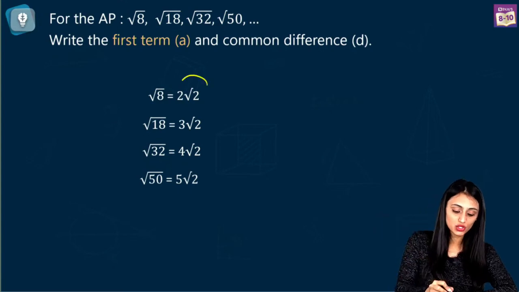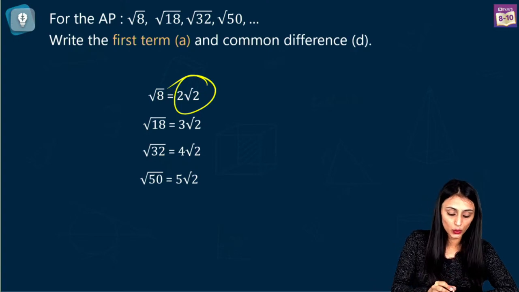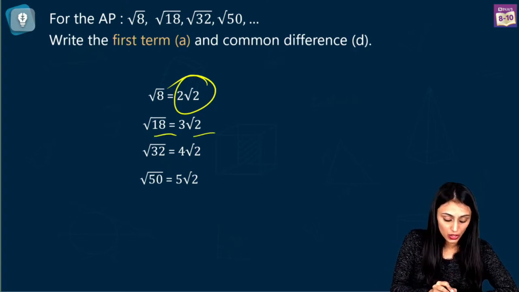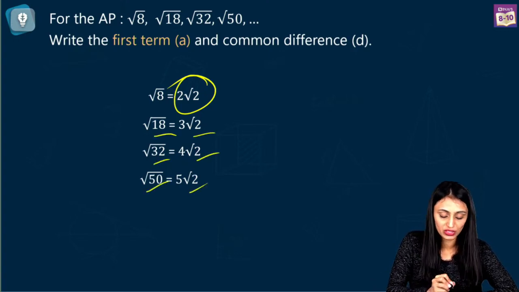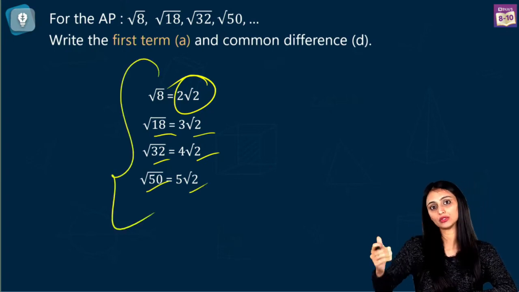Root 8 can be written as 2 root 2, right? Correct, Fennel. Yes. And root 18 can be written as 3 root 2. Root 32 can be written as 4 root 2. Root 50 can be written as 5 root 2. See, if you split it up this way, it will be easier for you to find out the common difference.